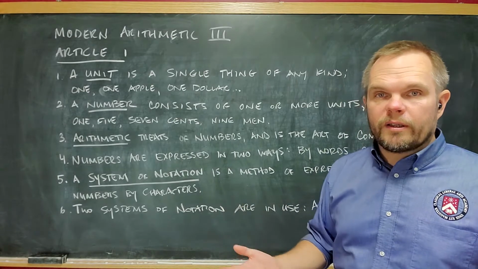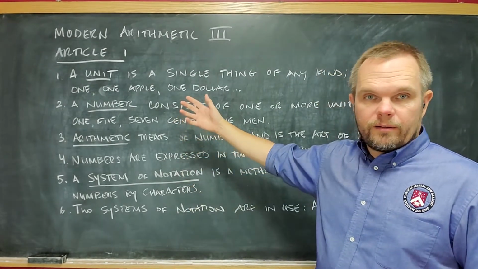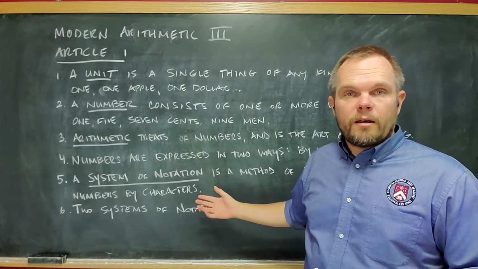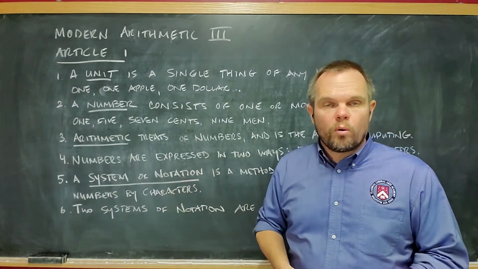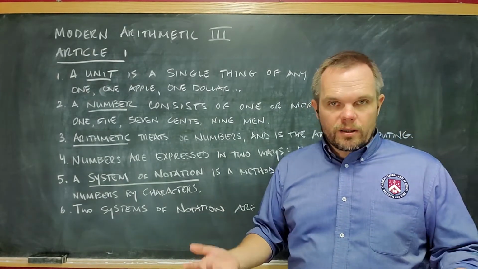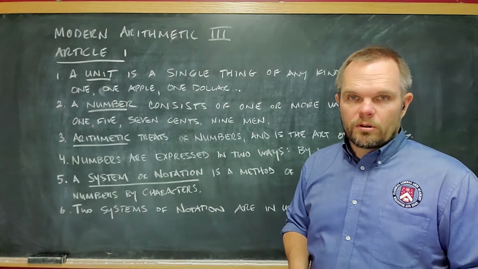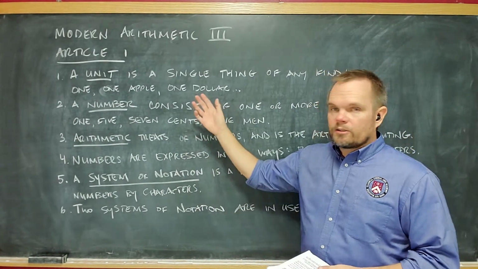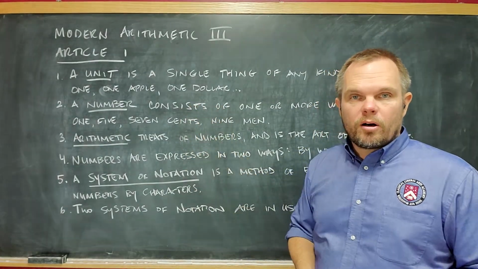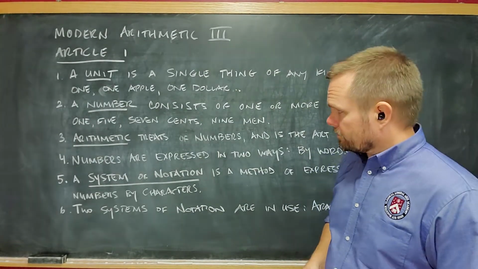All right? And hopefully, by working through this class, and this class should be pretty easy, you can focus on other more important subjects like sacred scripture and catechism and philosophy and grammar and other courses in the Classical Liberal Arts Academy. So let's get started with our first lesson, Article 1 in Modern Arithmetic 3.